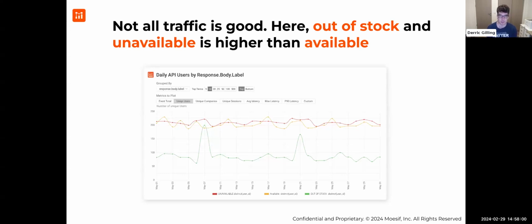An example here, not every query will return an item in this case. It could be out of stock, it could be unavailable. So we actually want to have some weighting applied to say, well, the stuff that's available is higher weight than stuff that is out of stock, which is higher weight than unavailable. And so then we can actually look at daily active users that are actually seeing stuff that is available.